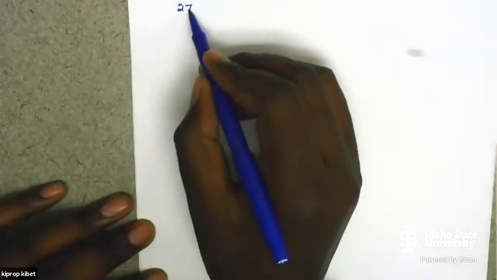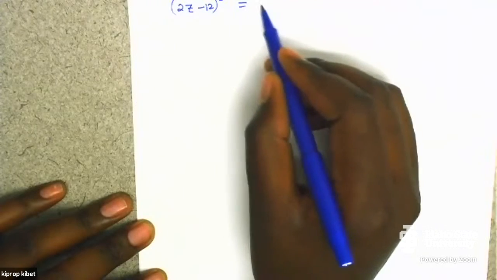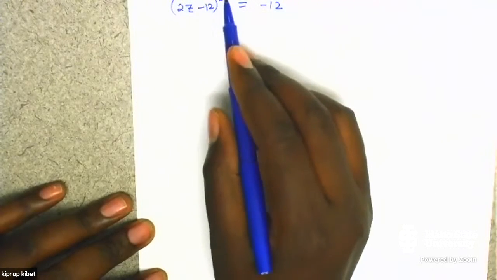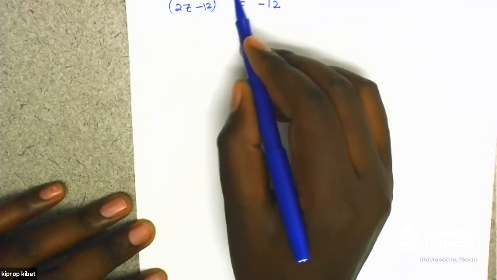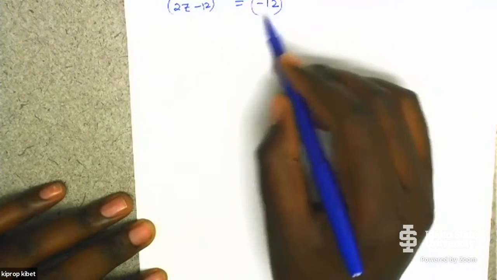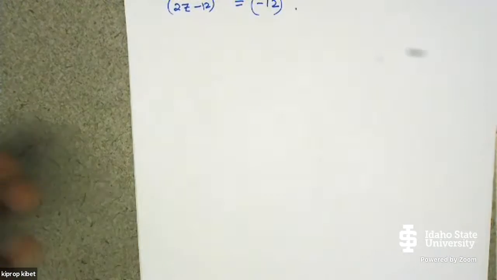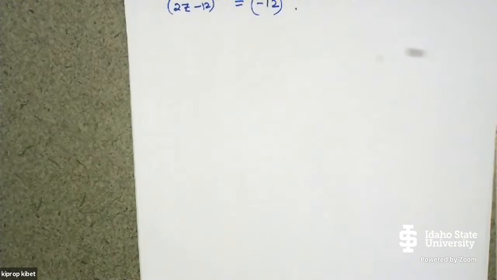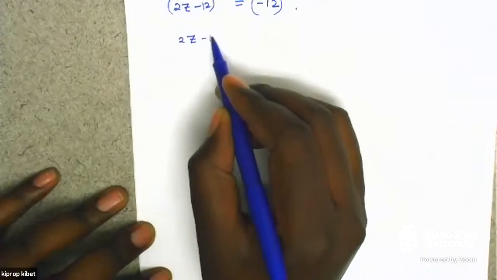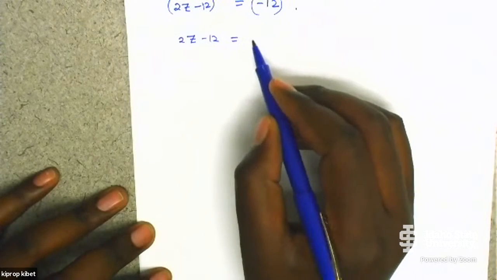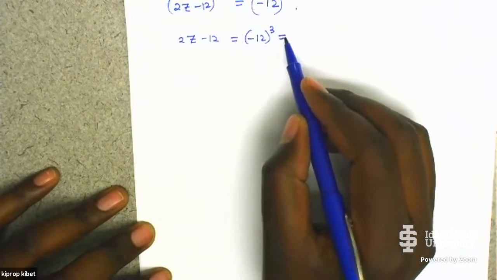So 2z minus 12 raised to 1 over 3 equals minus 12. To remove this radical here, what do we do? We cube both sides. What you do on one side, you do on the other side. So 2z minus 12 equals minus 12 cubed.